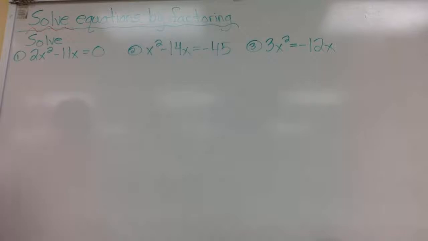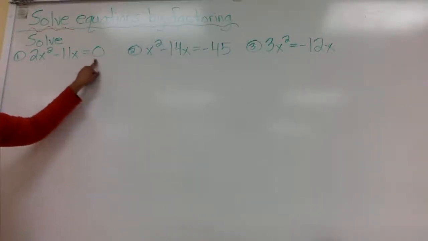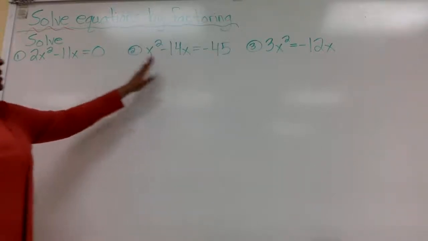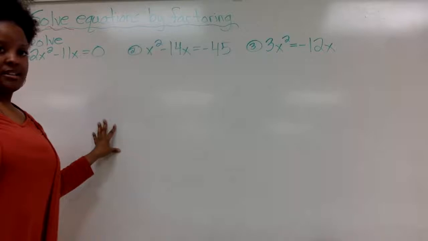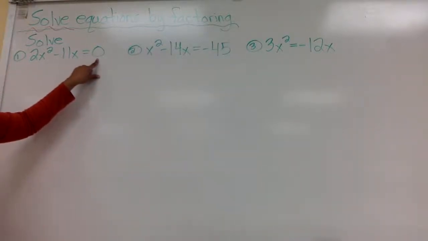Up to this point, we know how to solve a quadratic by graphing it in our calculator and seeing where it crosses the x-axis. We know how to take the square root, and today we're going to learn how to solve it by factoring. So here we go. If you're going to solve it by factoring, make sure your problem equals 0. This problem right here is already equal to 0, so we don't have to do anything. But the other problems, as you see up here, we're going to have to do something to them because it has to be set equal to 0 first.